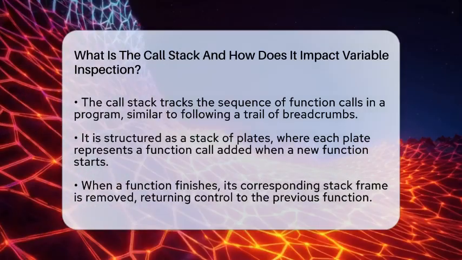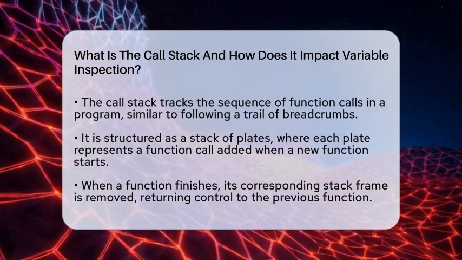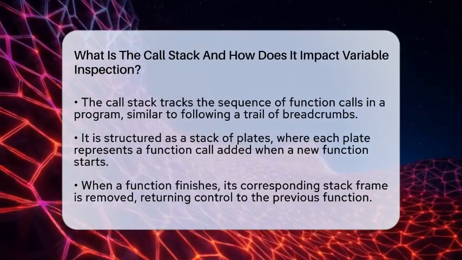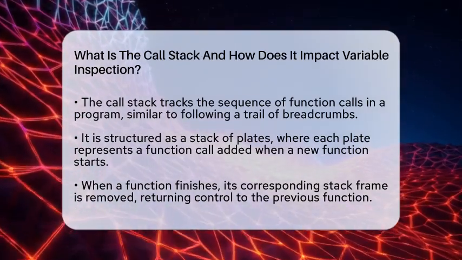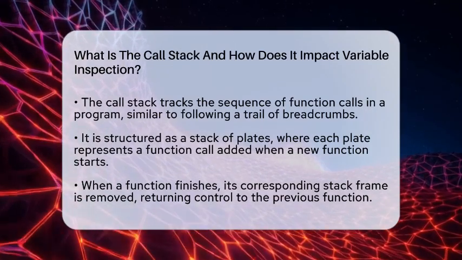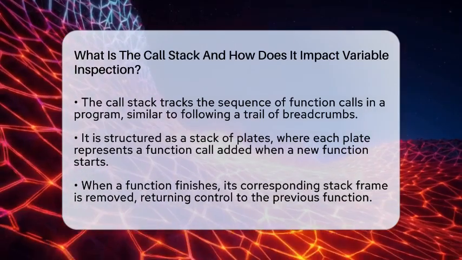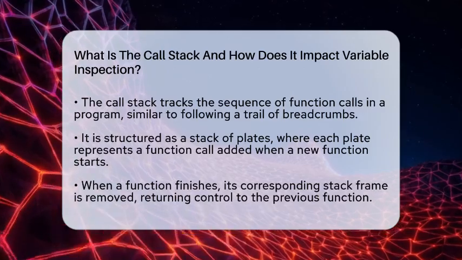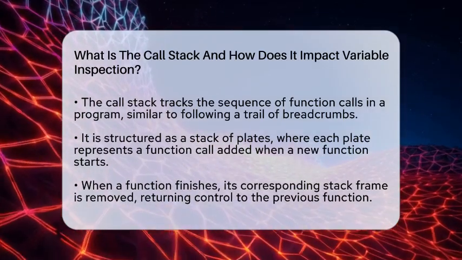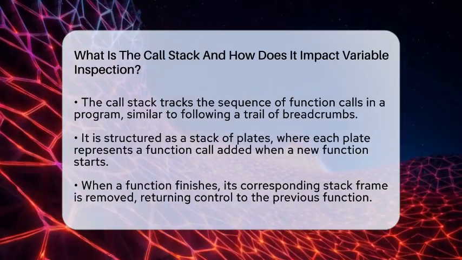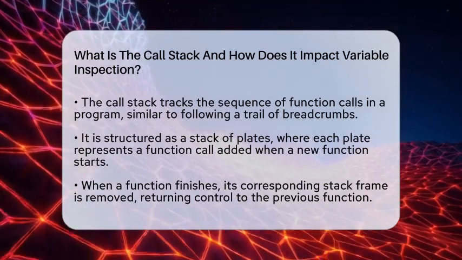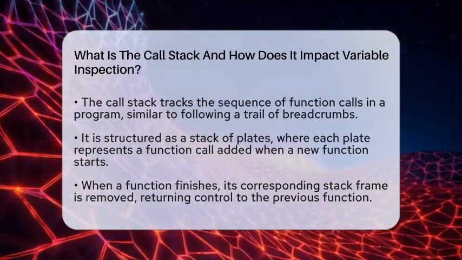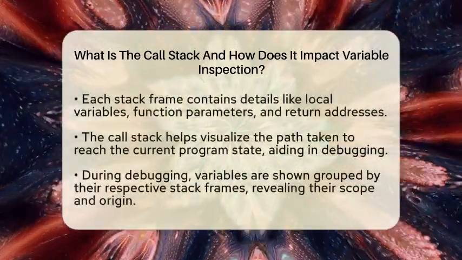Every time a function is called, a new piece of information called a stack frame is created. This frame holds details like the function's local variables, the parameters it received, and the address where the program should return after the function ends. When the function completes, its stack frame is taken off the stack, and control goes back to the previous function. This process helps the program manage multiple functions running at once.